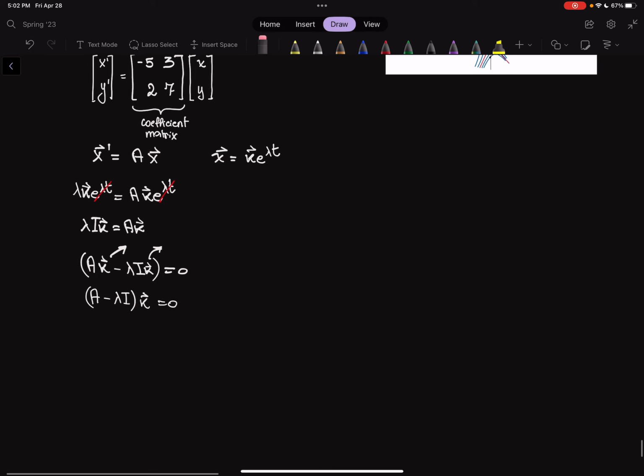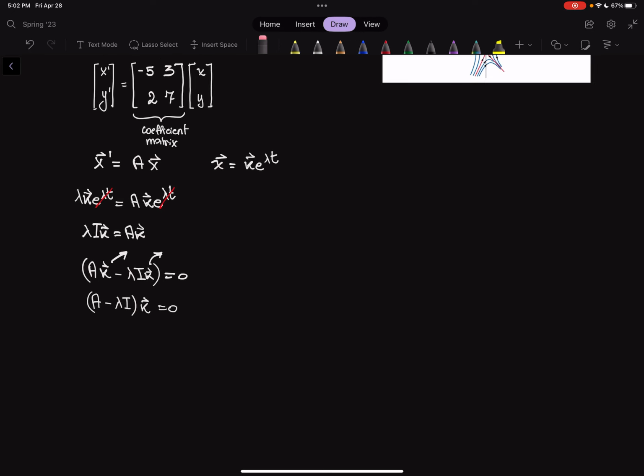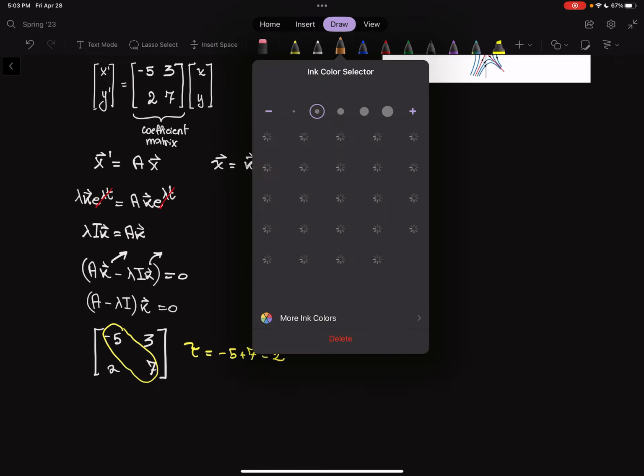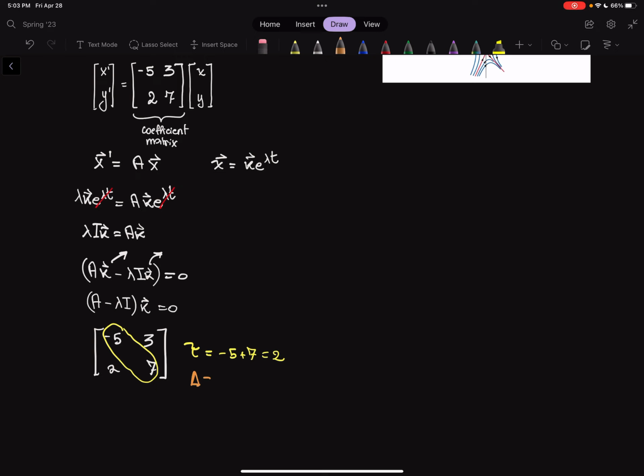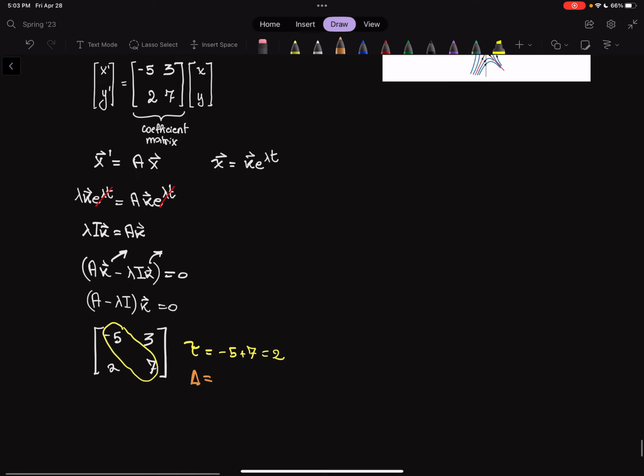So now that we have our A, which is -5, 3, 2, and 7, the trace is going to be the sum of these two diagonal numbers, and this only works for a 2 by 2. The trace, therefore, is -5 plus 7, which is 2, and the determinant is just the product of -5 times 7 minus 3 times 2, which is -35 minus 6, which is -41.